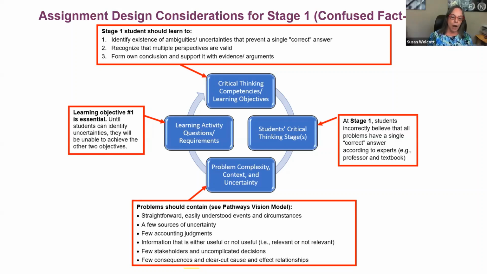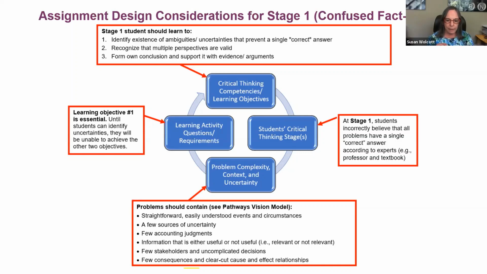And down here at the bottom of this slide, I've put some information in from the Pathways vision model. I assume everyone has seen that before. And I think the Pathways vision model is wonderful, but sometimes I think it's easy to get carried away and give our students in early classes tasks that are too complicated. So here are some recommendations for how you apply the ideas in the Pathways vision model at an appropriate level for those introductory students.